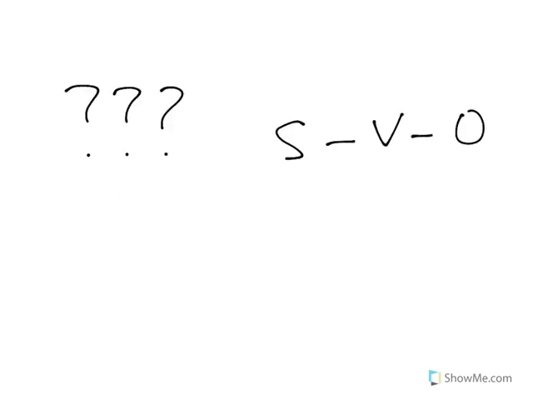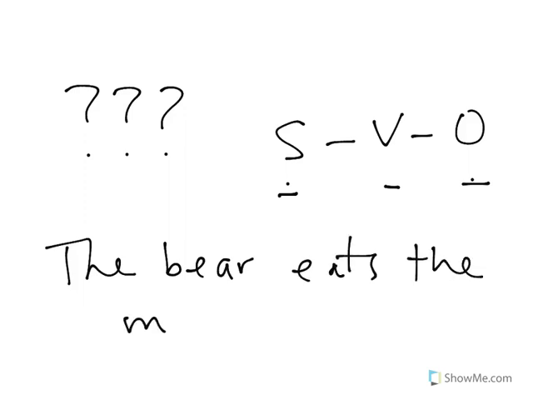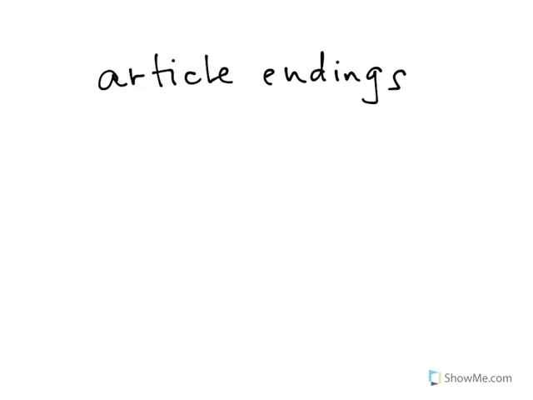English is an SVO language. That means that the word order tells us what is the subject and what the object is by the order in which they are in the sentence. First we have the subject, then we have the verb, and then we have the object. If we say, the bear eats the man, then we know from the word order that the bear is the subject and the man is the object. But German is not an SVO language. That means that the word order doesn't tell you what the subject is and what the object is. So how do you know which is which?